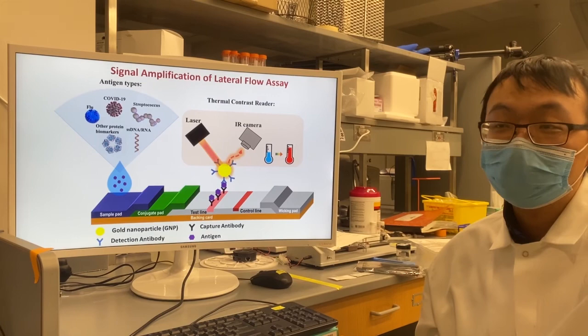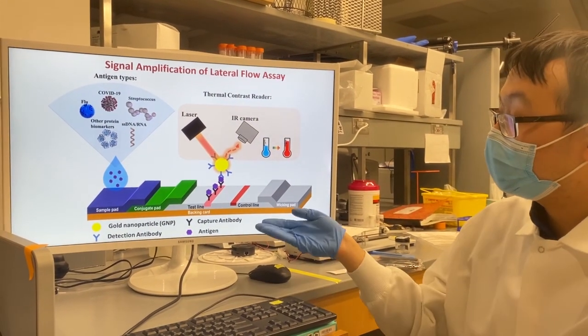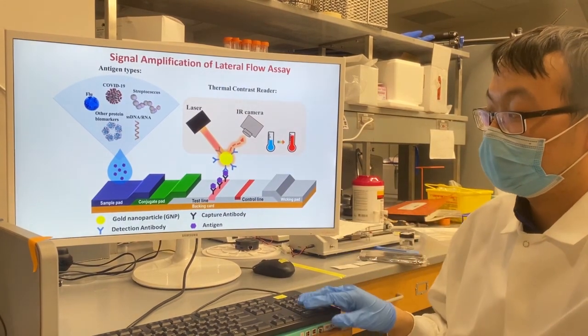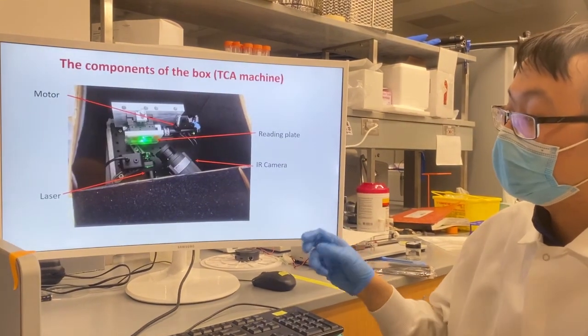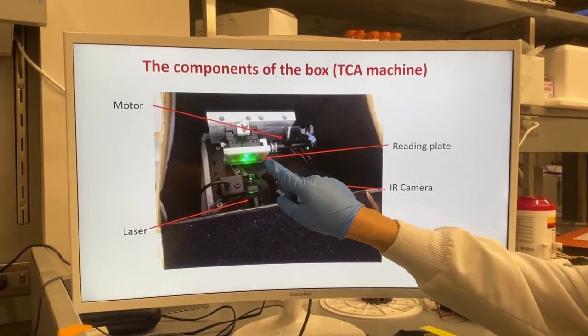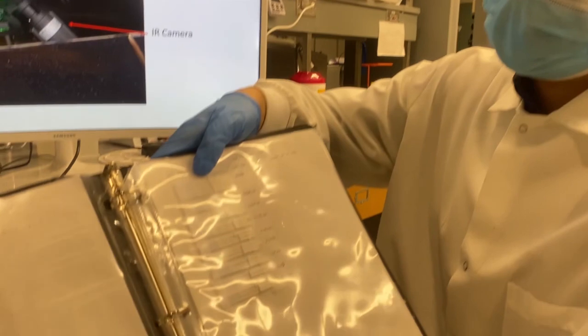Hi everyone, I'm Jesse, and I'm also part of the Rapid Diagnostics project. Here you can see what we're doing is signal amplification of lateral flow assays via what we call thermal contrast amplification. Basically we use a laser to amplify the thermal signal and then record it via an IR camera. This lets us record signals subvisually.